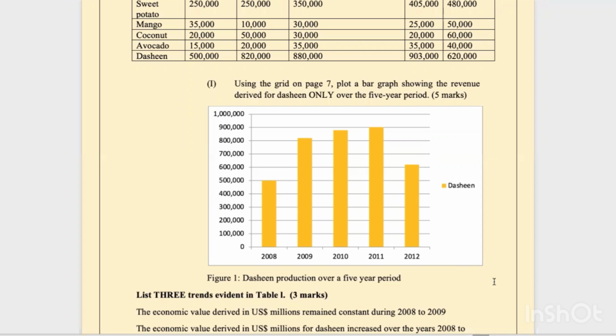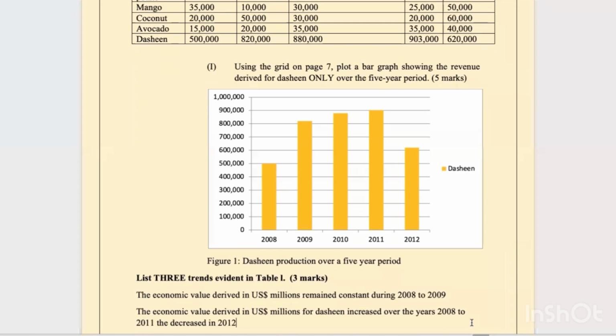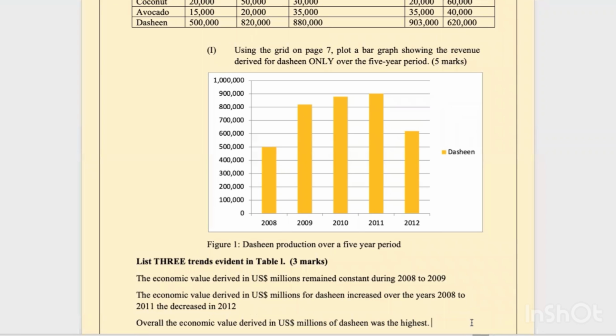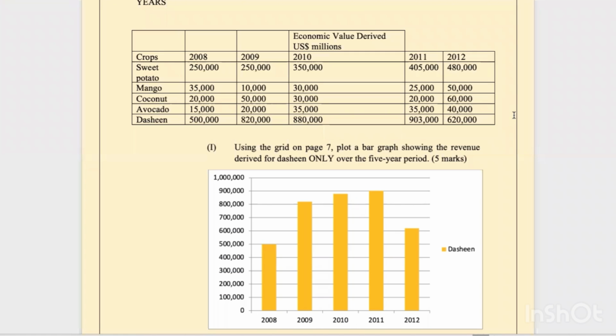The corresponding question here says, list 3 trends evident in Table 1. Let's go back to Table 1. We can see that the economic value of sweet potato, in US millions, remained constant between the years 2008 to 2009, right? We can also see that the economic value for Dashin increased over the 4-year period here from 2008 to 2011, but it also decreased in 2012.